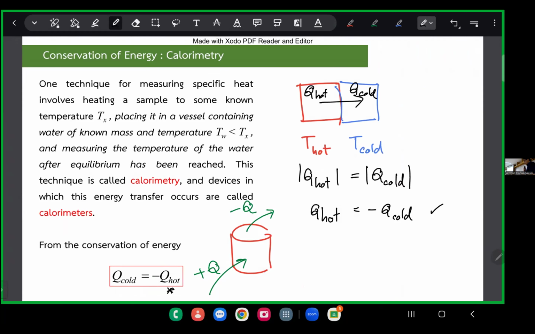All right, so this is the key point. You start to see the dynamics right now. Heat in equal to heat out. Heat cold equal to heat hot. That's simple. What can we use this for?